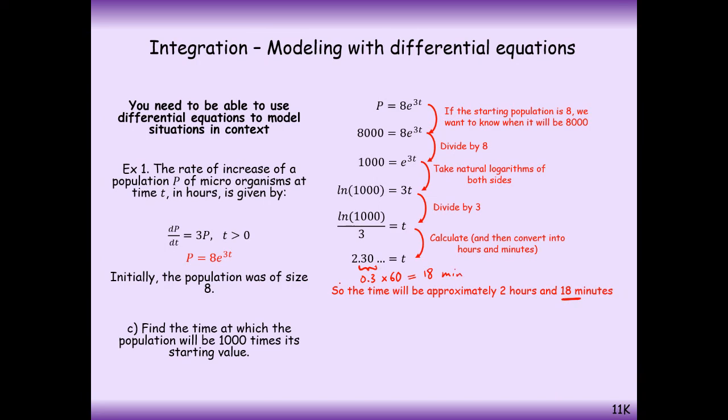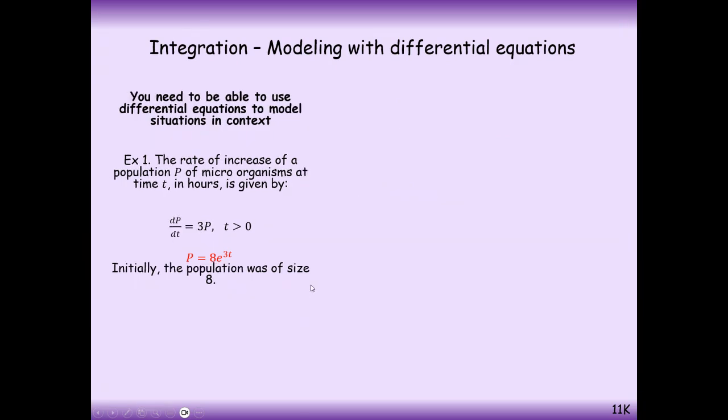This is the final answer, 2 hours and 18 minutes. In the next part of the question, we are asked to tell the examiner one limitation of this model for large values of t. Okay, so the hint is given to us in the question that for large values of t, what will happen?